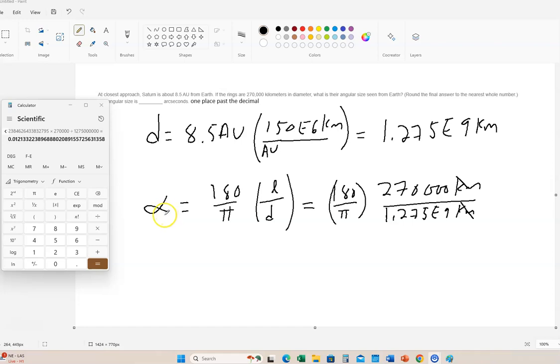Alpha turns out to be an angle in degrees, because you have this 180 degrees up here. To convert that to arc seconds, we have to multiply this number by 60 arc seconds in a degree, but it's actually 60 squared, since there are 60 arc seconds in an arc minute. So you multiply by 60 squared, and this will change it into arc seconds. The answer comes out to be 43.7.